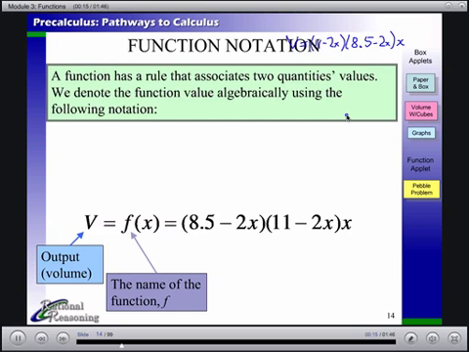This f is the name of the function. You can name it anything. You can name it g. You can name it h. You can name it b. Whatever you want. F is the most common. You've seen that a lot in your previous courses. F for function. But it's just the name of whatever function you're using.